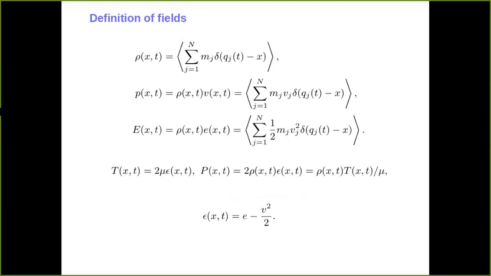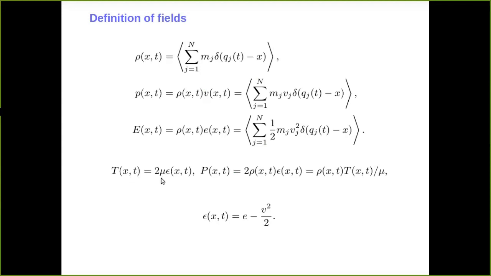So now we define three fields. One is the density field, another is the momentum field, and the third one is the energy field, given by these three equations. To calculate them, you need to grid the system in small partitions, calculate density and momentum in each partition, and take the average over initial conditions.